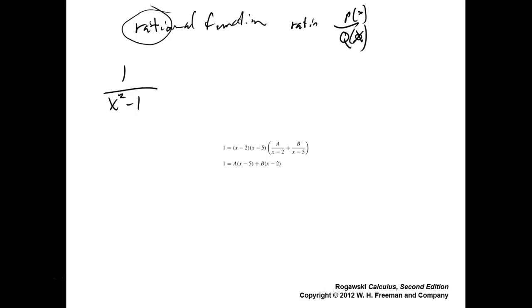Sure enough, a polynomial can be just a single number, like 1. So that's a polynomial function, and certainly x squared minus 1 is a polynomial function. The degree of the top one is 0, the degree of the bottom is 2. So the degree is less, so we can proceed.